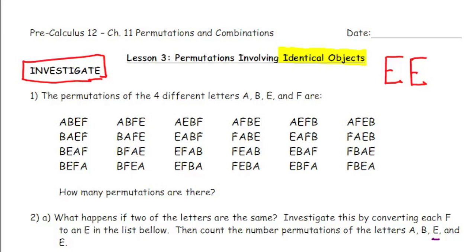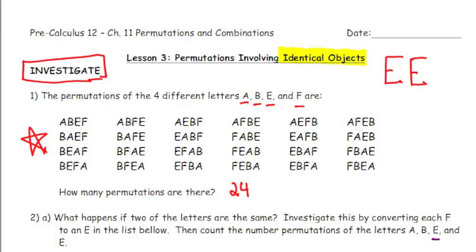Let's start with this particular question 1 here. The permutations of 4 different letters, A, B, E, and F. Well, these are all distinct letters. We definitely know what an A looks like from a B, from an E, from an F. Meaning when we go to write out all of the possible permutations, and we've done that for you to save you a little legwork, we end up with a beautiful number of 24.